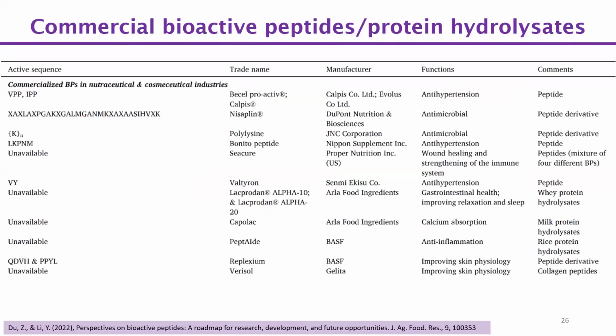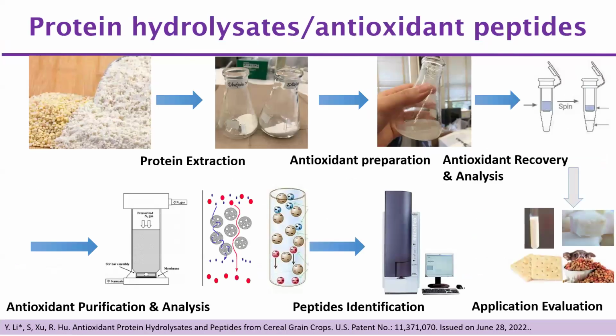So there are actually some commercial bioactive peptides or protein hydrolysates from whey protein, from rice protein, from casein. There are different examples. They are commercially available, but we want to add more value, from grain, from cereal, from other low-cost proteins, into bioactive peptides.